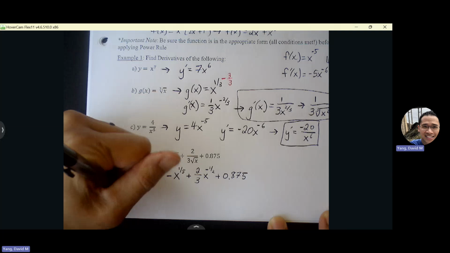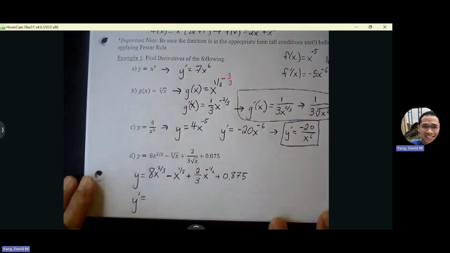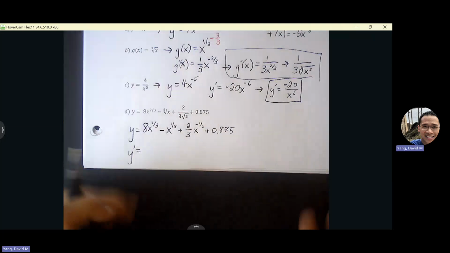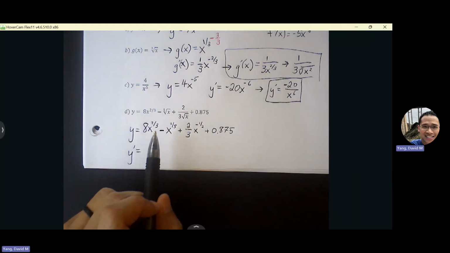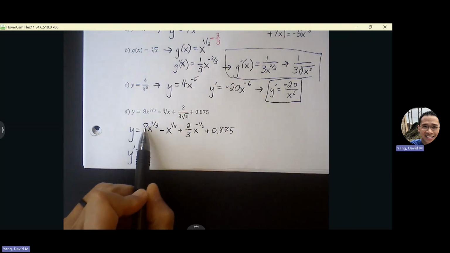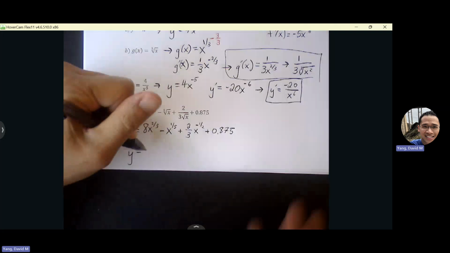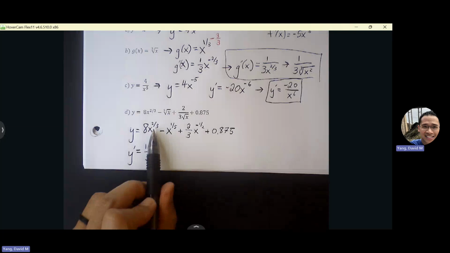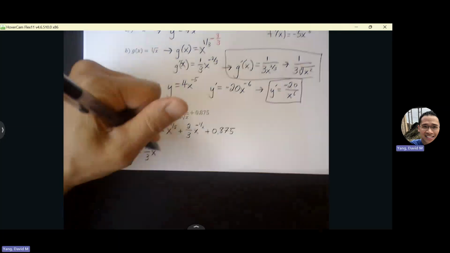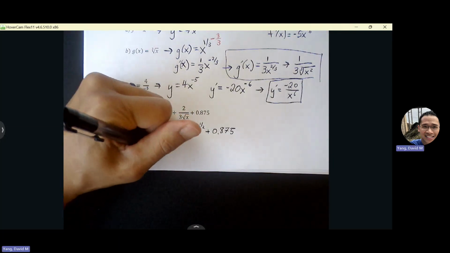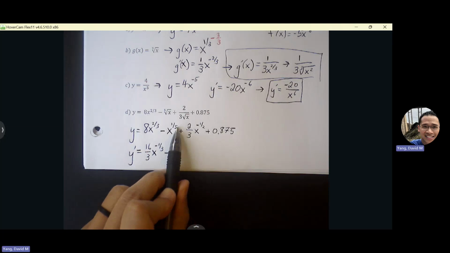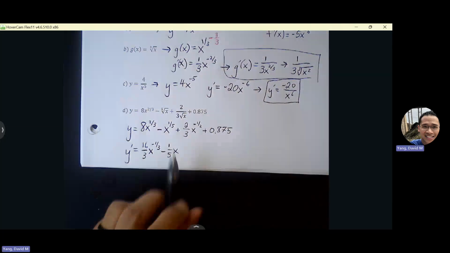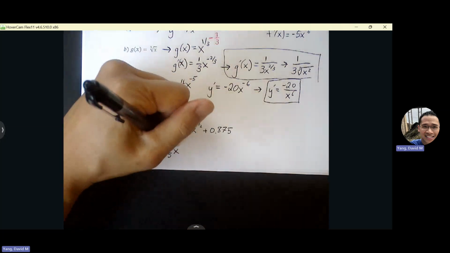So now we can do y prime and just apply power rule for each of them. Okay, so first term, power rule, bring down the 2/3. So 8 times 2/3 is 16/3. What's my new exponent? -1/3. Okay, power rule, bring down the exponent. X to the -4/5. Good.